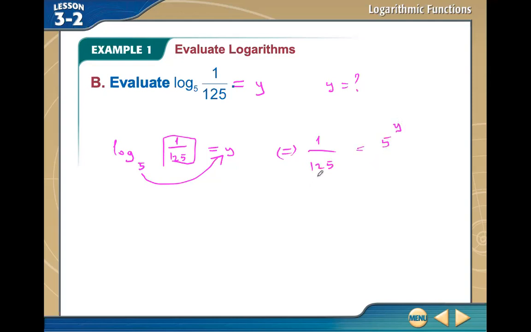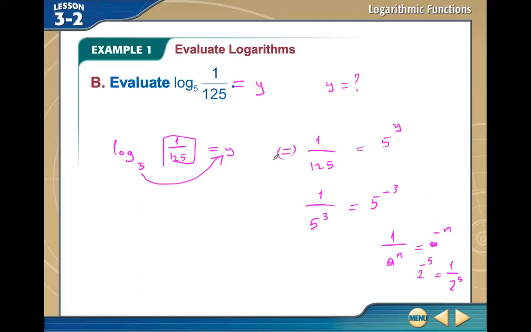Do you have any question? This is the definition. And 1 over 125 means 1 over 5 to the power of 3, which means 5 to the power of negative 3. We should know the properties. 1 over a to the n means a to the negative n, or a to the negative n means 1 over a to the n. Like, let's say 2 to the negative 5. What does it mean? 1 over 2 to the power of 5. So if you have this, you can write this; if you have this, you can write that.